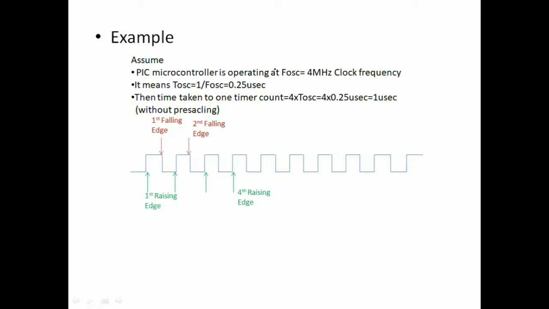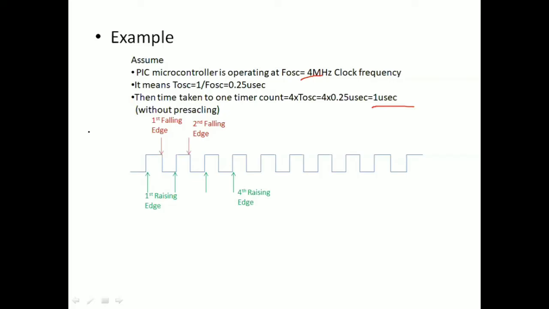Then if your microcontroller is operating at 4 megahertz, the time required for one timer count will be 4 times the oscillator time period, so it will become 1 microsecond. That is the time required for one timer count without prescaling. In this case, assume that you have configured the CCP module and timer 1. If you want to operate this CCP module, you have to make sure that timer 1 is turned on. So assume that timer 1 is running and you have enabled the CCP module to capture the timer 1 register value on every falling edge signal.